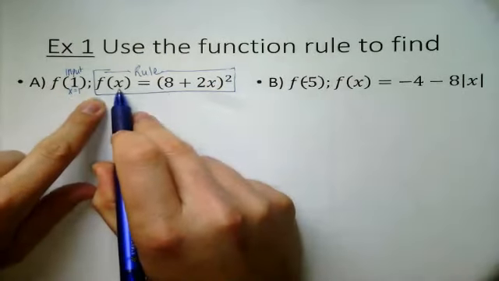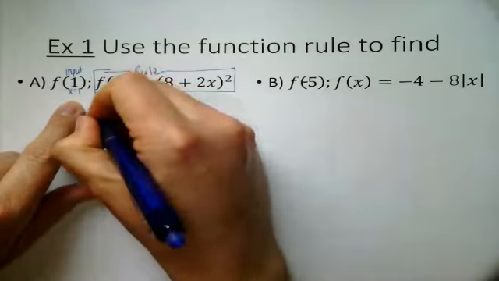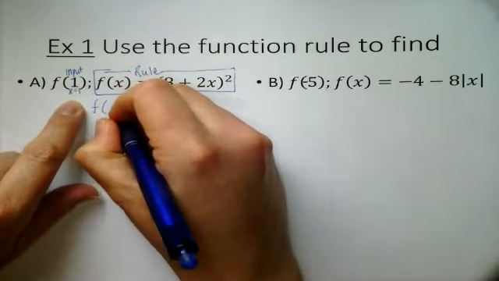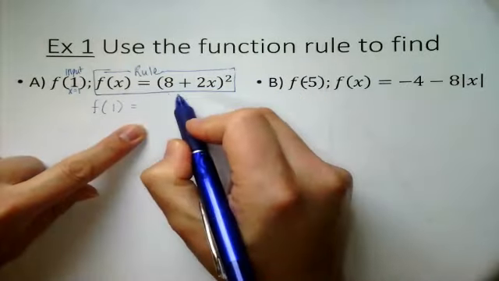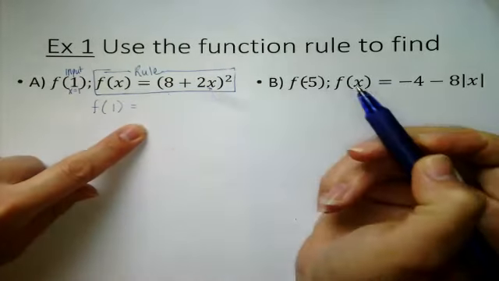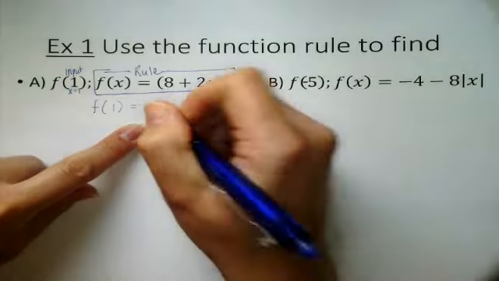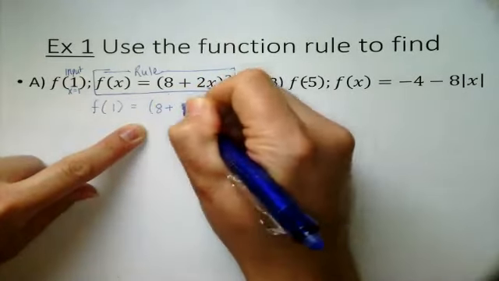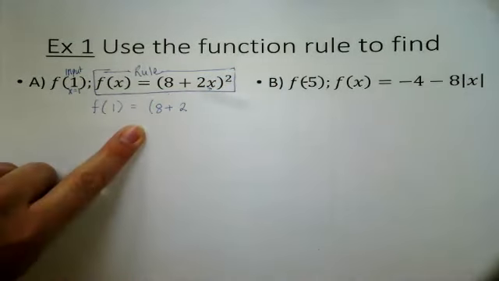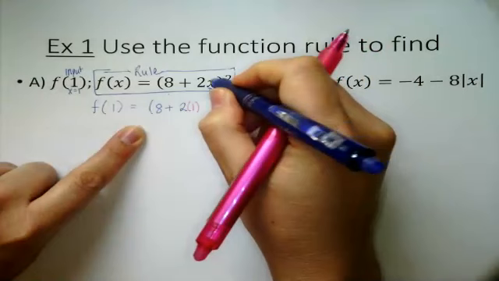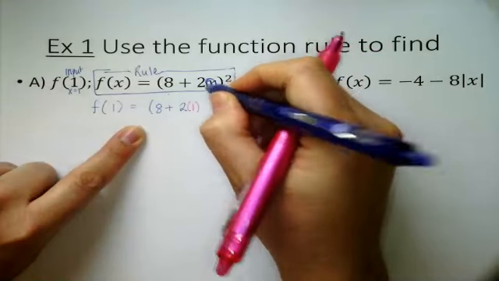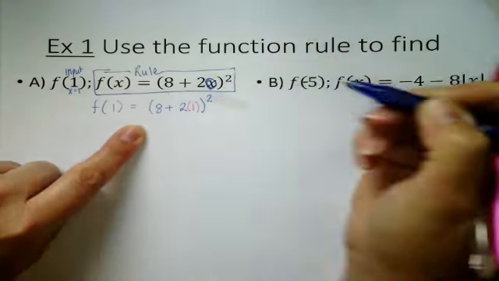And it's saying, hey, go to your rule, and instead of using an x, we want you to plug in a 1. So in the rule, everywhere you see an x, we're going to change it out and plug in a 1. So we have 8 plus 2, and then instead of an x, we're going to plug in a 1. And again, be careful plugging things in. You're just plugging it into the x itself. Don't forget about everything else.